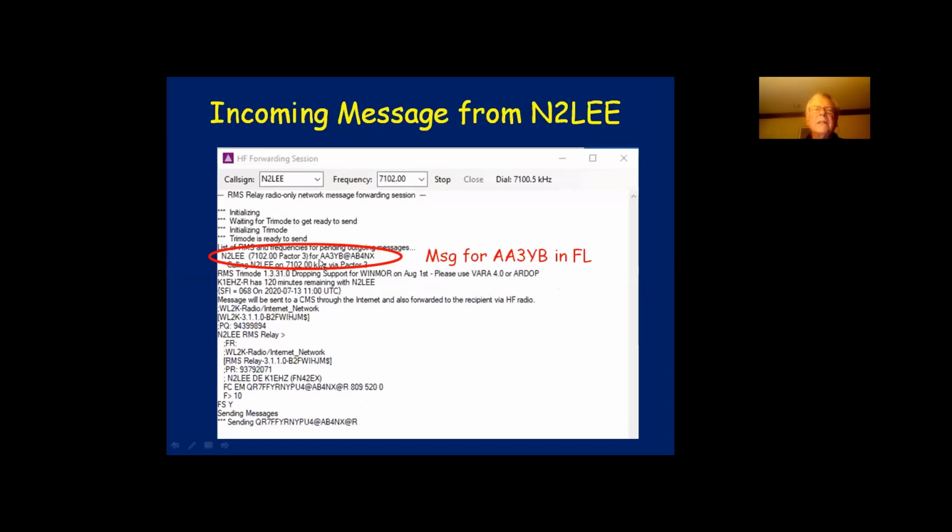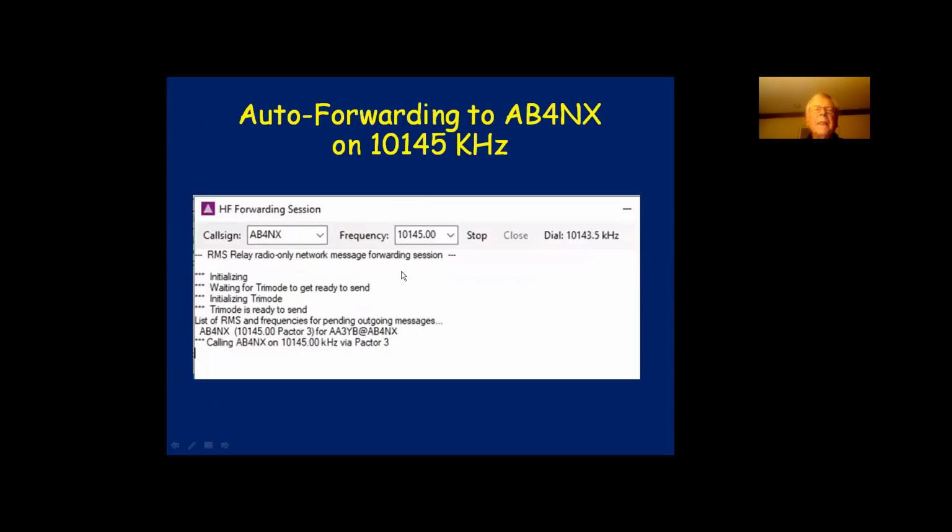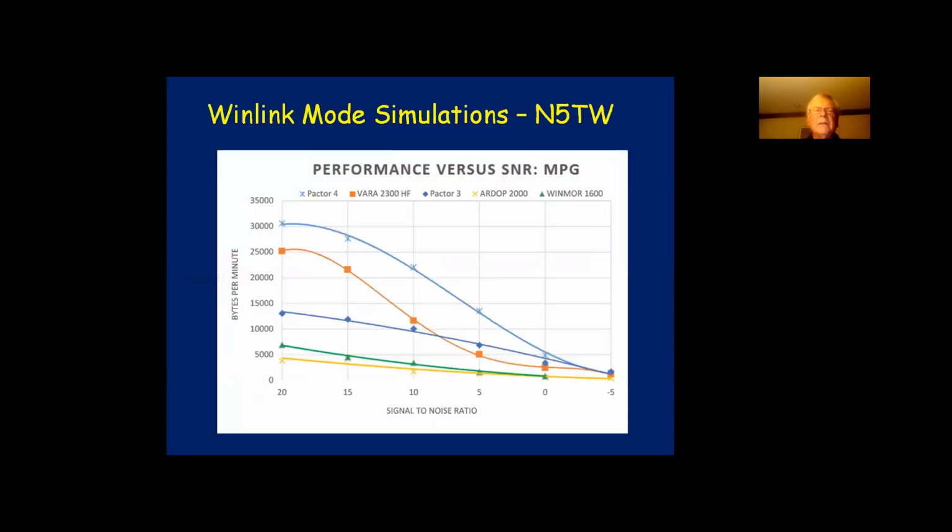So here's the message. It's from AA3YB, and it's going to a mailbox on a radio message server run by AB4NX. AB4NX is in Georgia, and AA3YB is in Florida. So it came in on 7102, and it's going out on 10145, looking for AB4NX to transfer the message for AA3YB. I'll talk a little bit more about how that happens in a minute.